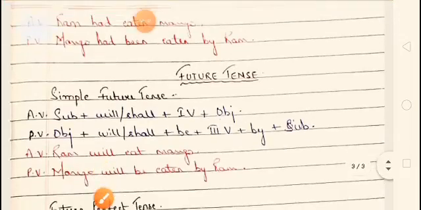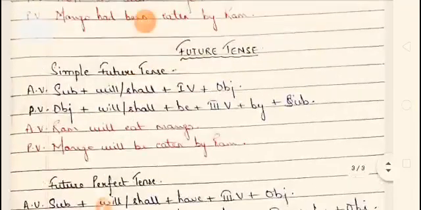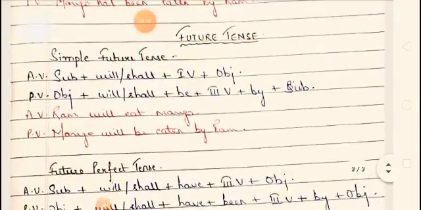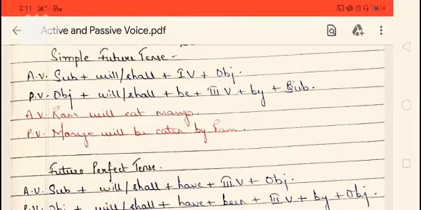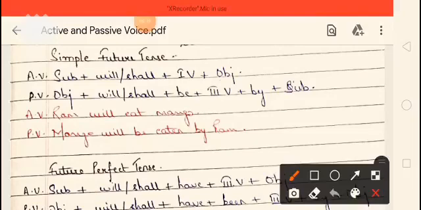Okay, so here the past tense is over, then we will head to future tense. In future tense, only simple future tense and future perfect tense will be transformed to passive voice. Future continuous tense and future perfect continuous tense do not get converted to passive voice. So let us see what is the active voice structure of simple future tense. Subject plus will or shall plus first form of the verb plus object.